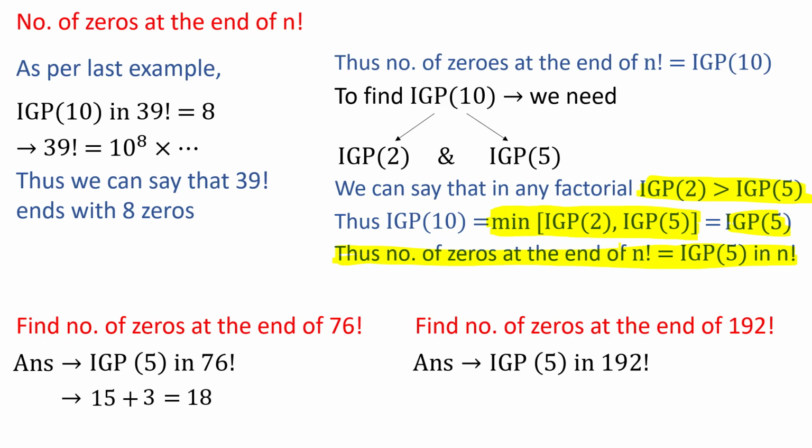Now let's find the number of zeros at the end of 192 factorial. The answer is going to be IGP of 5 in 192 factorial. Let's find IGP of 5 here. 192 divided by 5, the quotient is 38. Now divide 38 by 5, the quotient is 7. Divide 7 by 5, the quotient is 1. And divide 1 by 5, the quotient is going to be 0. So we need to stop here and add all these quotients. The addition of all these quotients is going to be 46.